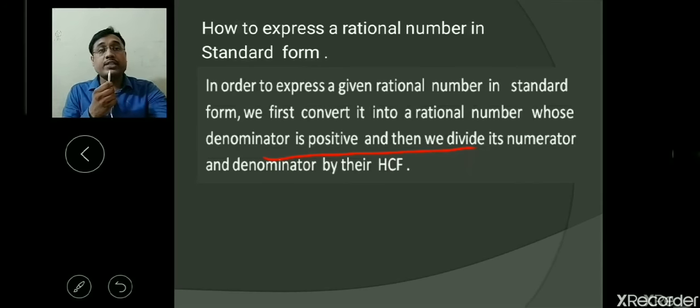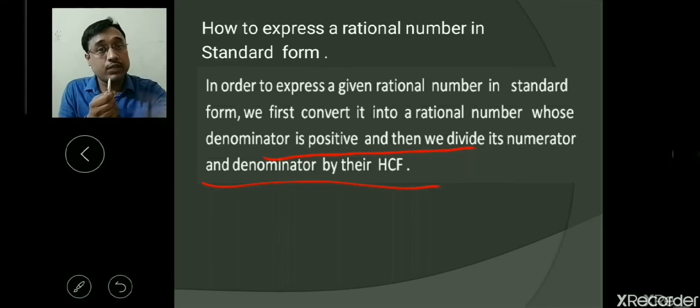Then we divide its numerator and denominator by their HCF. So 2 steps you have to take. First make the denominator positive, and then second step is to find the HCF of numerator and denominator and divide them by that HCF. So directly you can convert them into standard form. I hope it is clear, students.